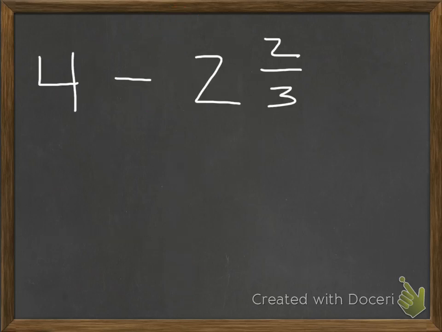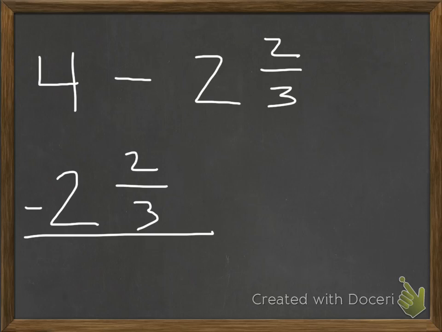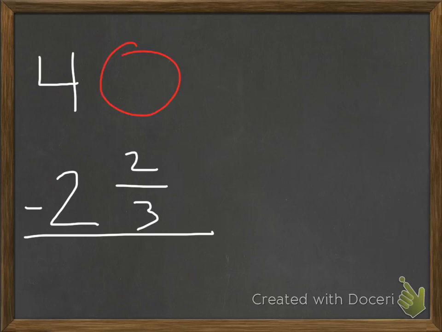So here I have 4 minus 2 2/3. I don't like the fractions when they're going side to side this way. I like it to go up and down. That way I can see that I'm missing a fraction there. So I need a fraction right over here. So I'm going to take 1 away from the 4. That's going to become a 3. And then I'm going to take that 1 whole and make a fraction here. And again, I'm using the denominator from the other fraction to tell me what numbers to use.